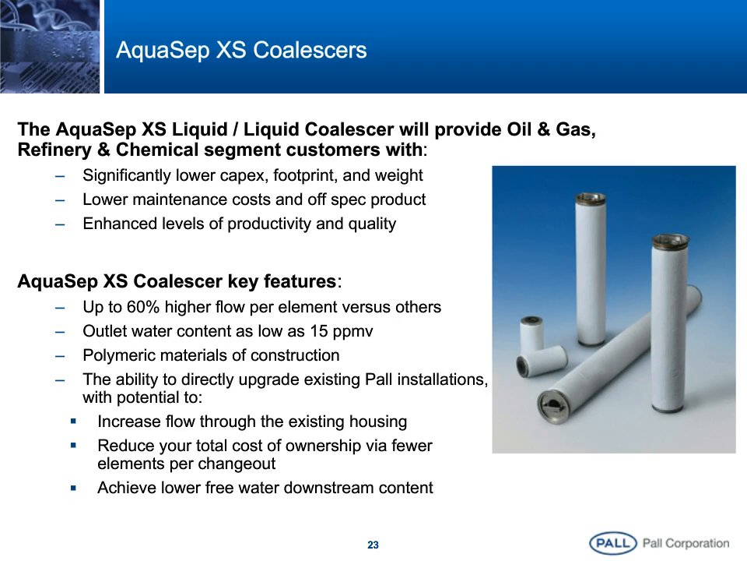Water contents as low as 15 parts per million by volume. With the polymeric materials construction, you will see resistance to any disarming effect. We can apply these products in some of the existing installations and offer the potential to increase flow through the housing, reduce total cost of ownership, and achieve lower free water content downstream. So if you are presently using a PhaseSep coalescer in a neutral pH, low temperature environment, you may want to consider the AquaSep XS coalescer.